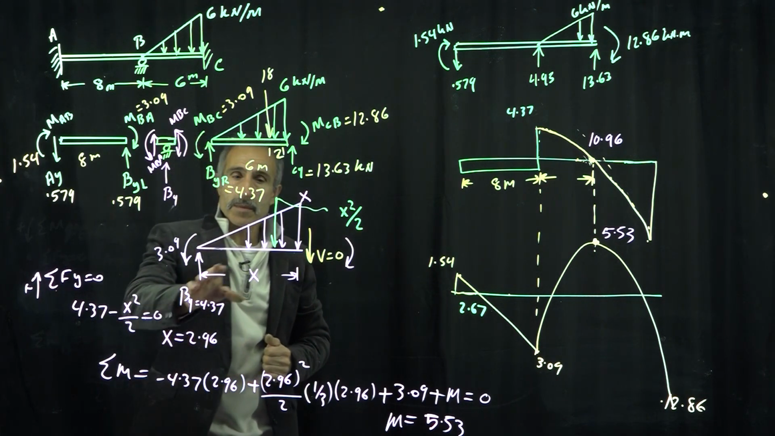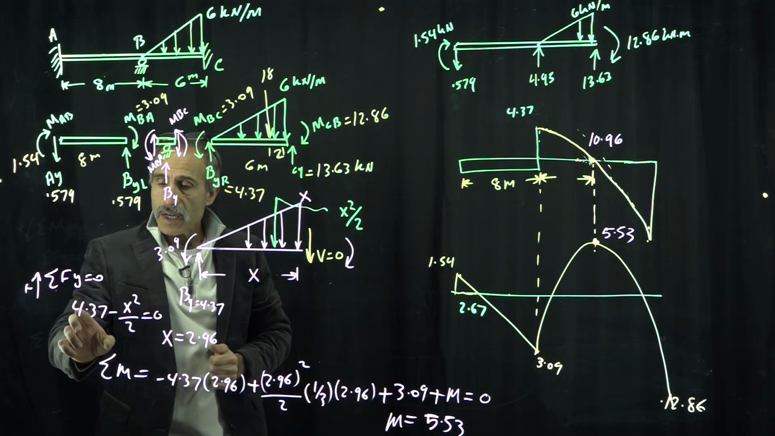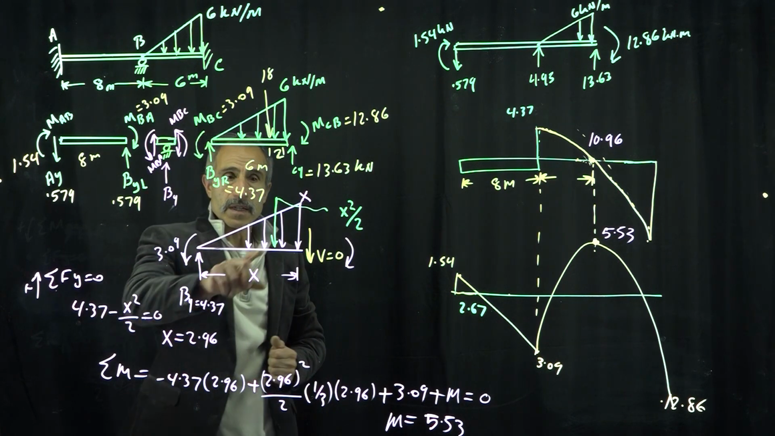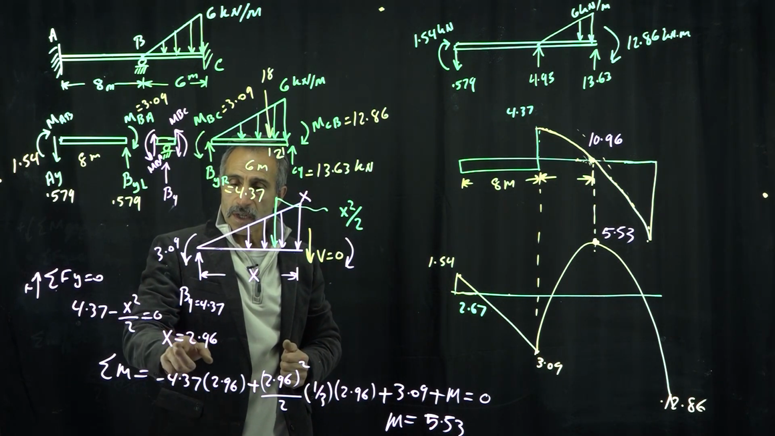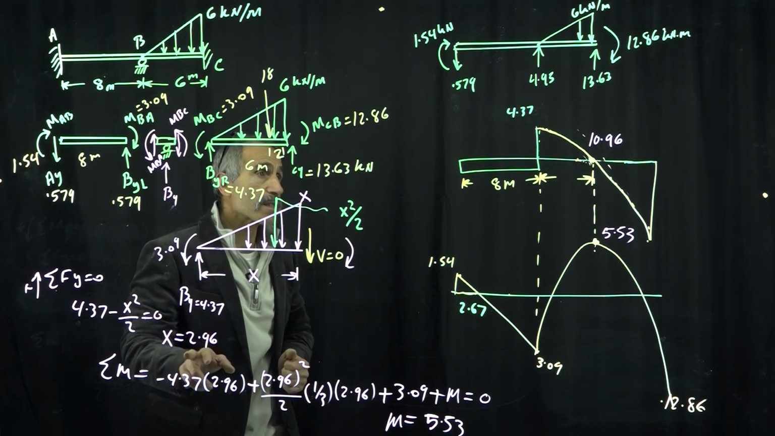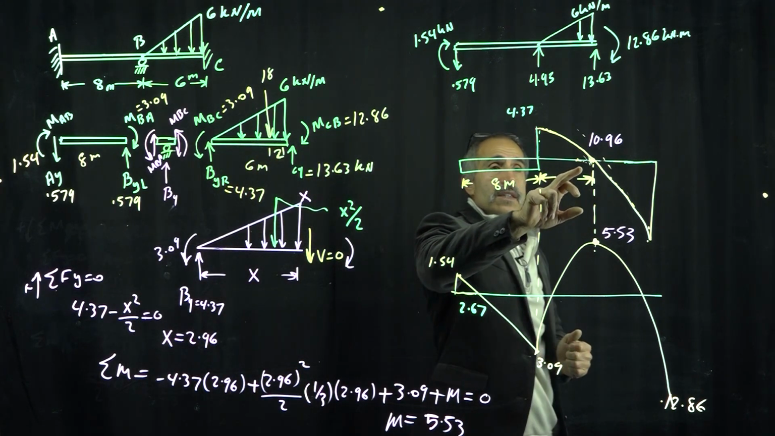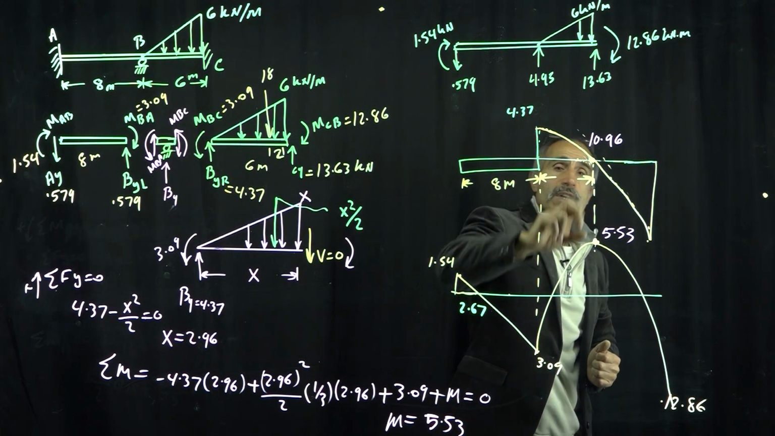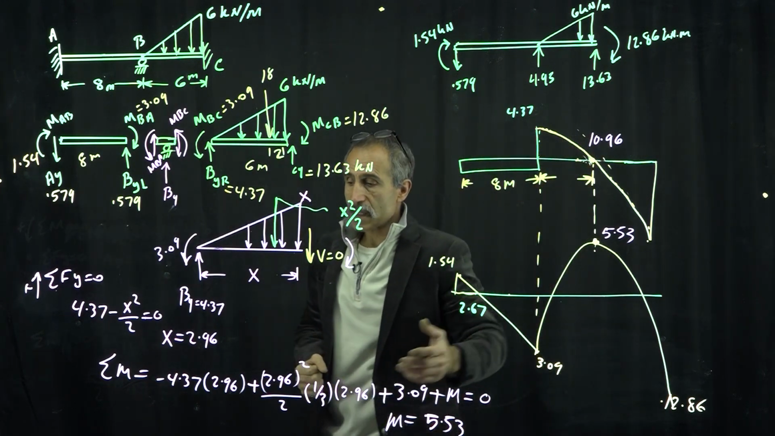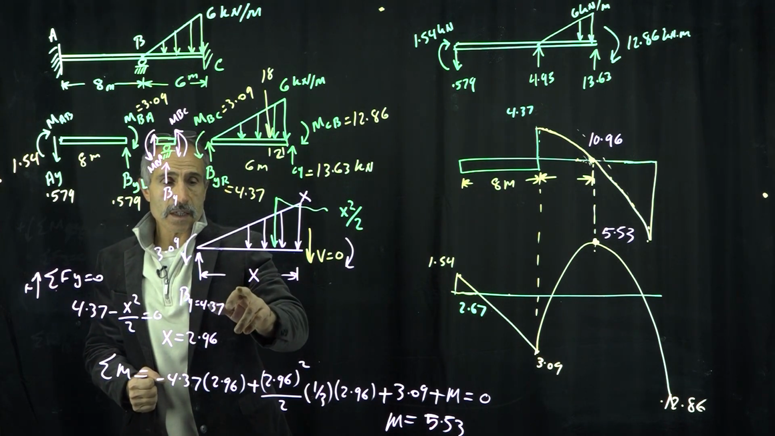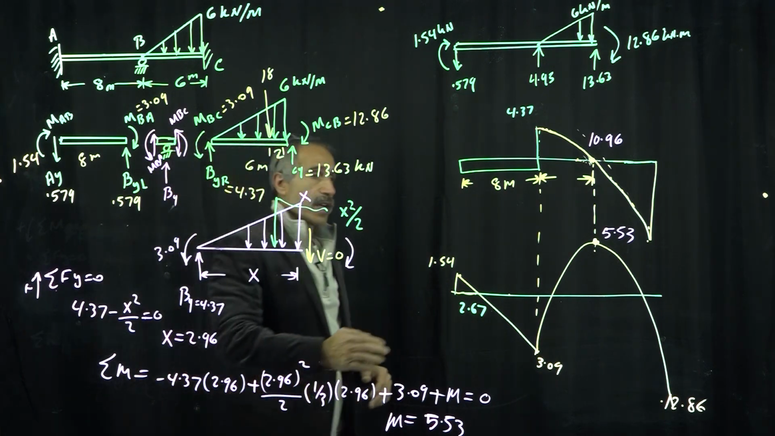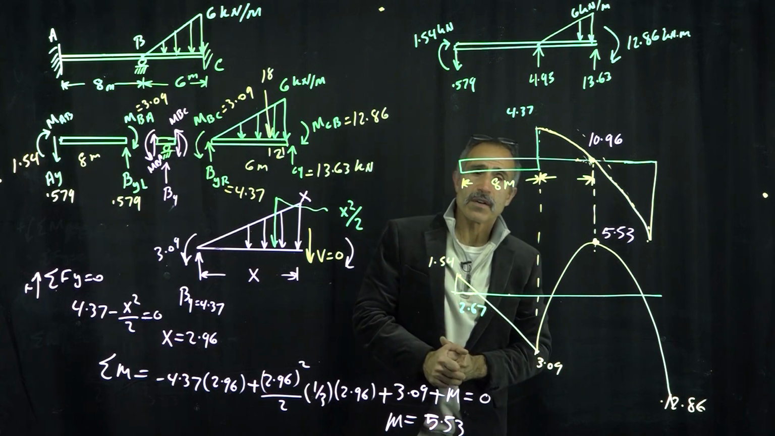So what do I do? I take summation of F in Y equal to 0. I have 4.37 minus x squared divided by 2 plus 0 equals 0. And therefore, x comes out to 2.96. And then I know this distance where shear is equal to 0 becomes 10.96. And then go ahead and put that number in, take a summation of moment about this corner at x equal to 2.96. You can calculate your moment, which comes out to 5.53.